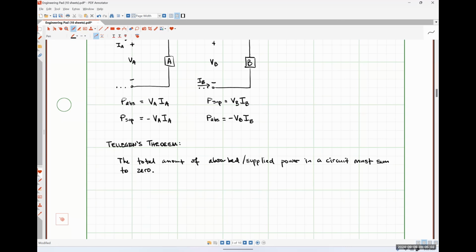If we compute only supplied powers, all of them have to add together to equal 0. And if we have a combination of absorbed and supplied powers, they all have to add together to equal 0. This is nothing more than the law of conservation of energy. But some other guy got their name associated with it. Good for him. That's it.